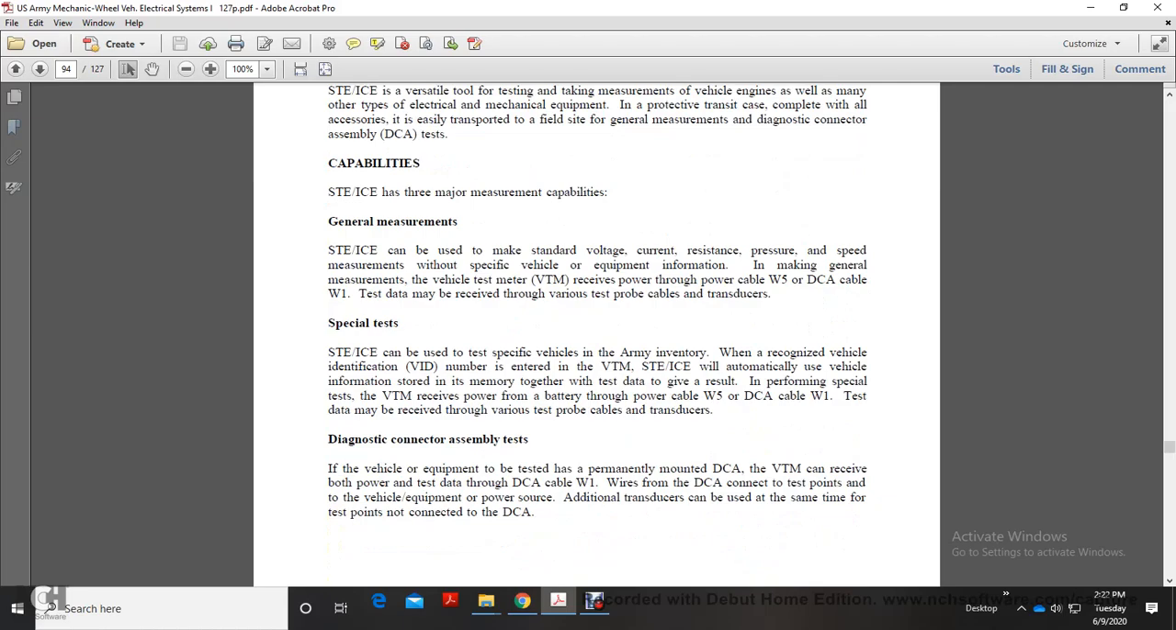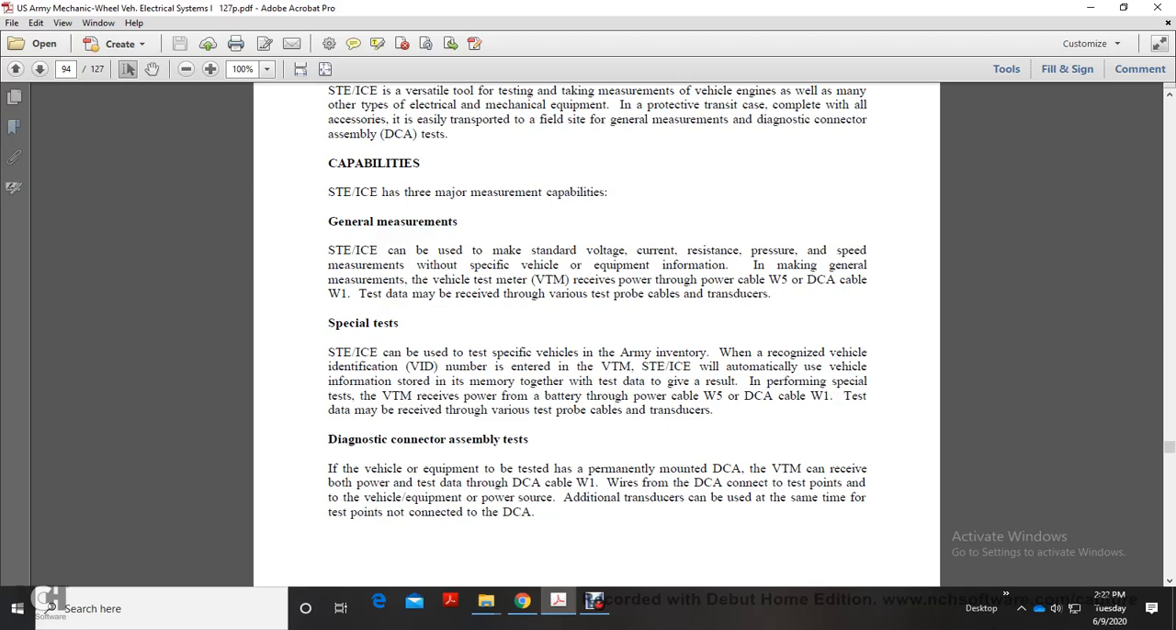Capabilities. The simplified test equipment for internal combustion engines has three major capabilities. General measurement capabilities: it can be used to measure voltage, current, resistance, pressure, and speed without specific vehicle equipment information, making general measurements of the vehicle. The test meter receives power from the power cable to W5 and the DCA cable to W1. The test data is received through the various test probe cables to the transducer.